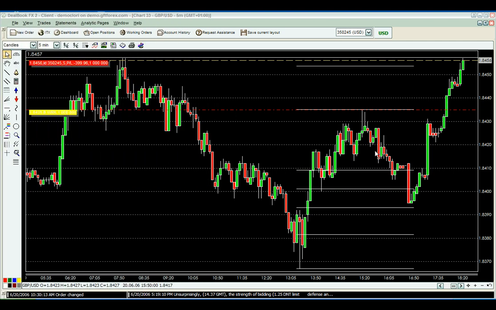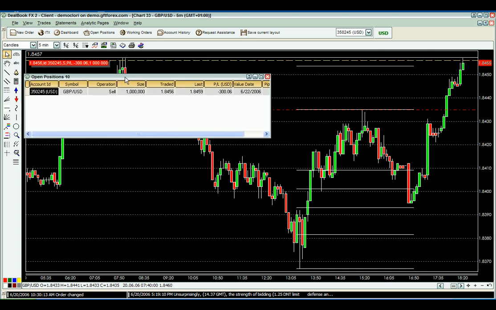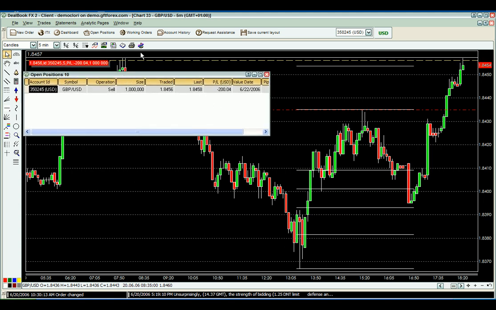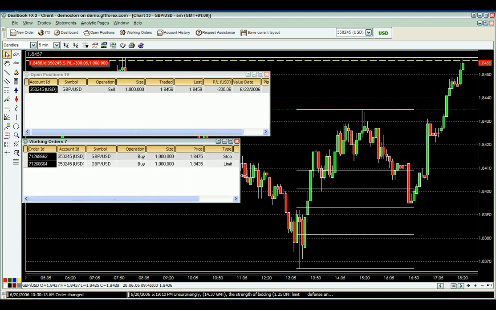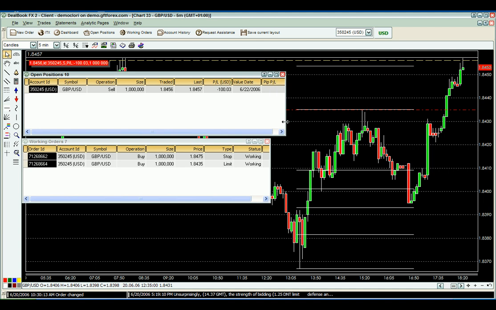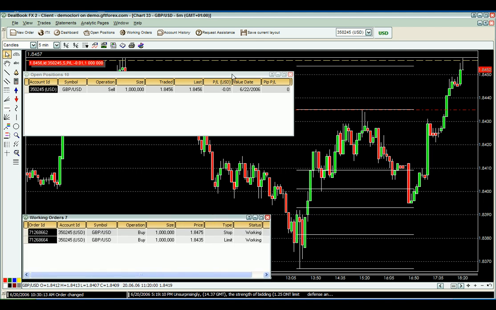Okay, folks, we're just getting taken into our trade, and we are now open. We have an open position, and let's look at our working orders as well here. We want to see our pip profit and loss, and here we go. I just want to show you that this is our limit entry order. Let's just move these windows down here. We're just going to look at the one chart here today.